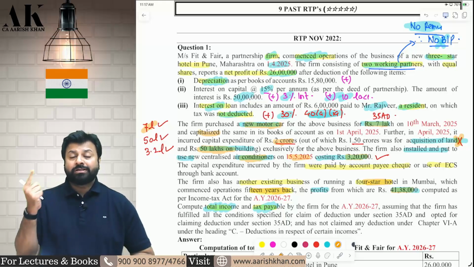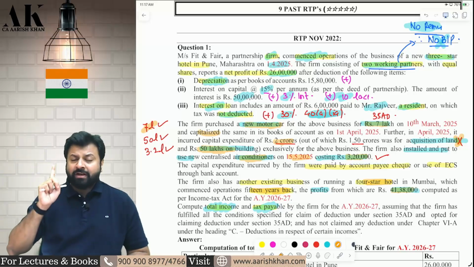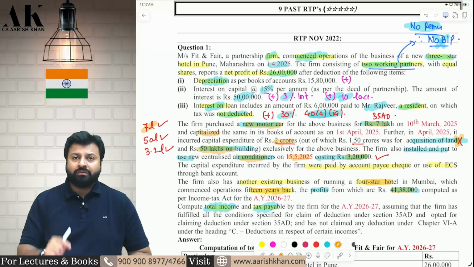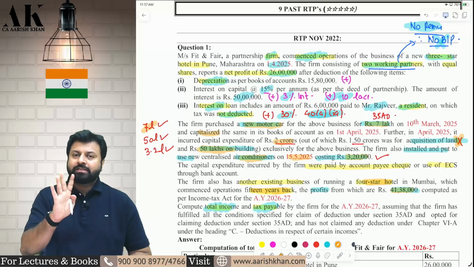35AD income means it should be set off only against the eligible business. A 4-star hotel is also an eligible business. Don't raise the question that it was opened 15 years back. Even if it was opened 50 years back or 100 years back, you can still set off the loss of the 3-star hotel against that 100 years old hotel also. Therefore, you can set off the loss.